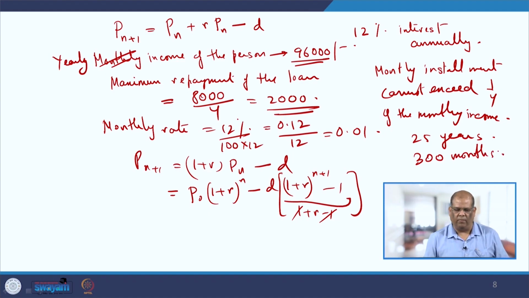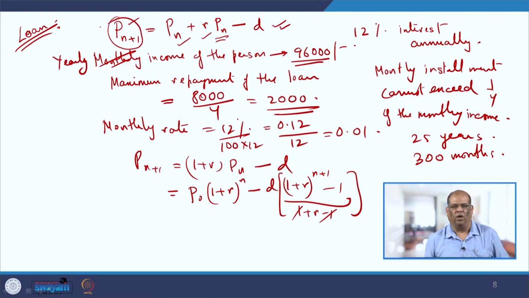So, if you sum up this problem, this is now a loan which has been taken from the bank. So, how does it work? This is the amount for the (n+1)th year, this is the amount for the nth year. The bank will charge an interest of R on the principal that is there, minus the monthly installment. This is the monthly installment that you paid.